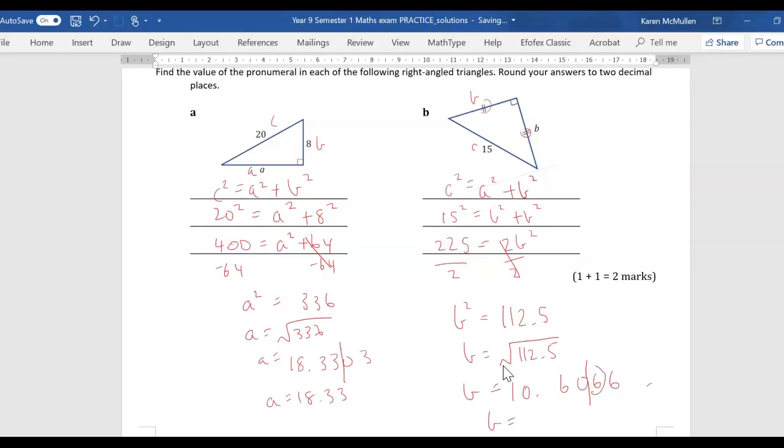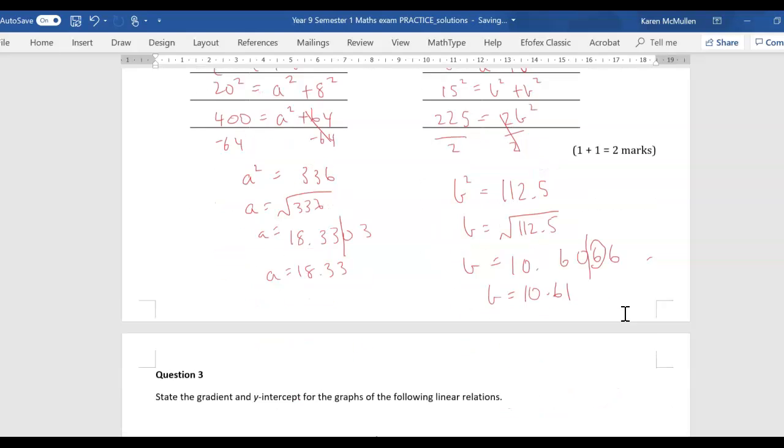So this number here helps us decide whether we round up or not, because it's greater than 5, 5 or more, so it's 6. We're going to round up, so it's going to be 10.61. So the number to the left rounds up by 1.